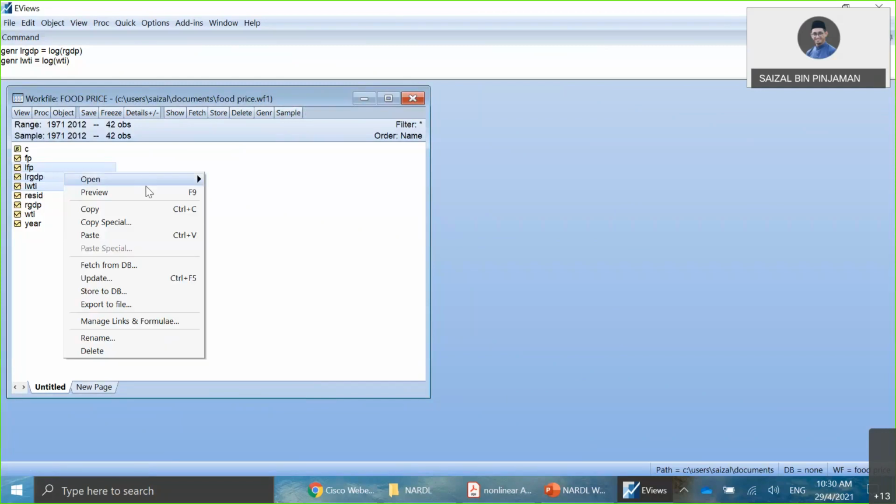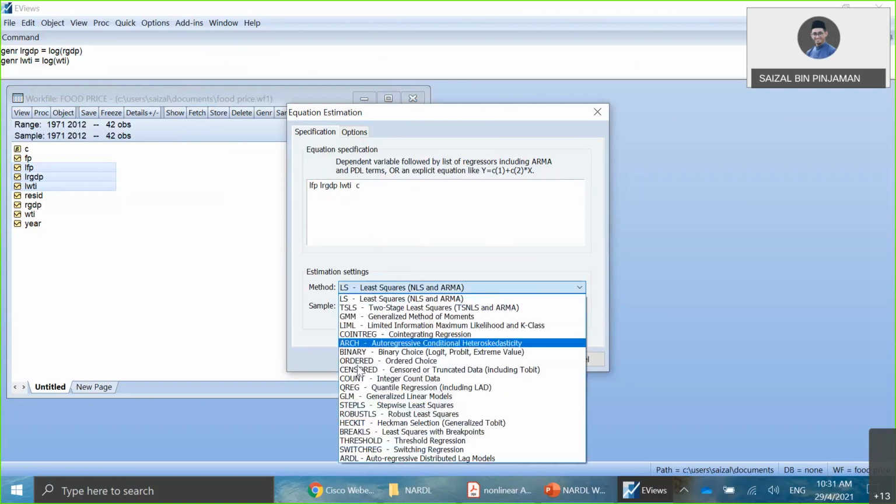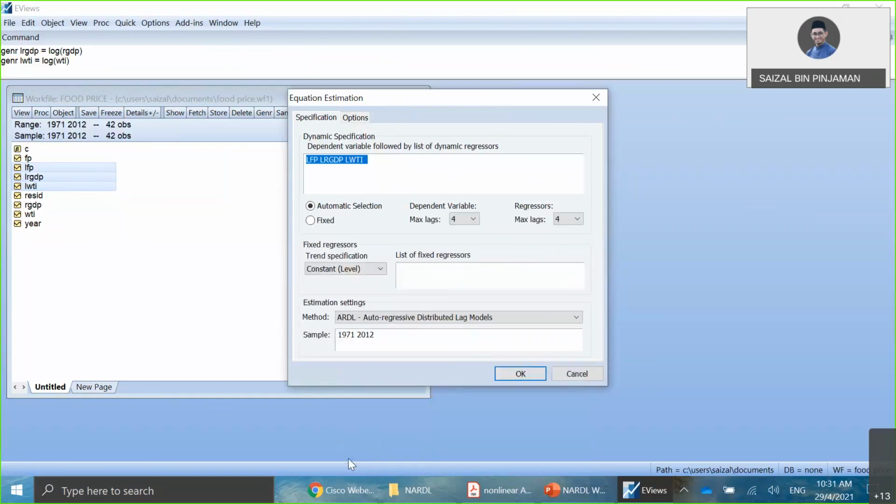So right click, choose open as equation. Here we have the variables, and you can also see that EViews will automatically include the constant term. You don't have to include it because it will be automatically included by EViews. Here, in the estimation settings, choose the ARDL model. Okay. So you will be directed to this new form of equation estimation.